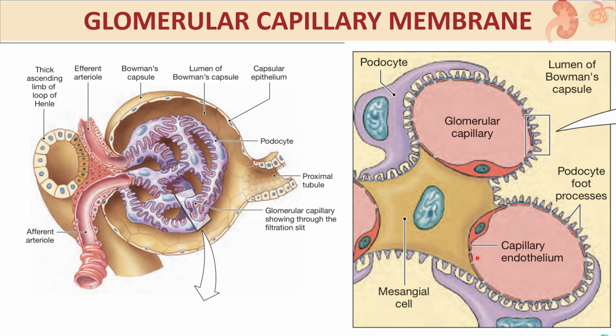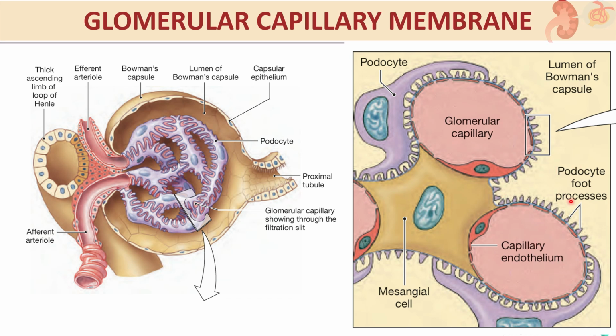So basically, what do you mean by glomerular filtrate? The blood contained within this glomerular capillary gets filtered through this membrane into the Bowman's capsule, the lumen of the Bowman's capsule. That is the glomerular filtrate. So basically the fluid or the blood has to pass through this sieve-like membrane, or this acts like a sieve, and the fluid goes into the Bowman's capsule.